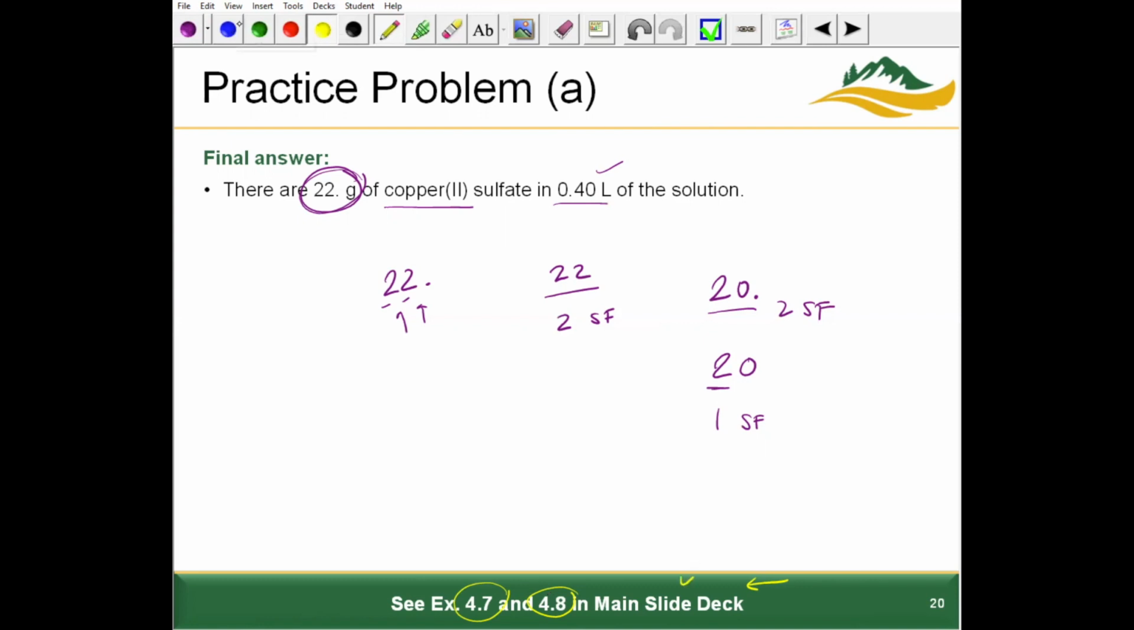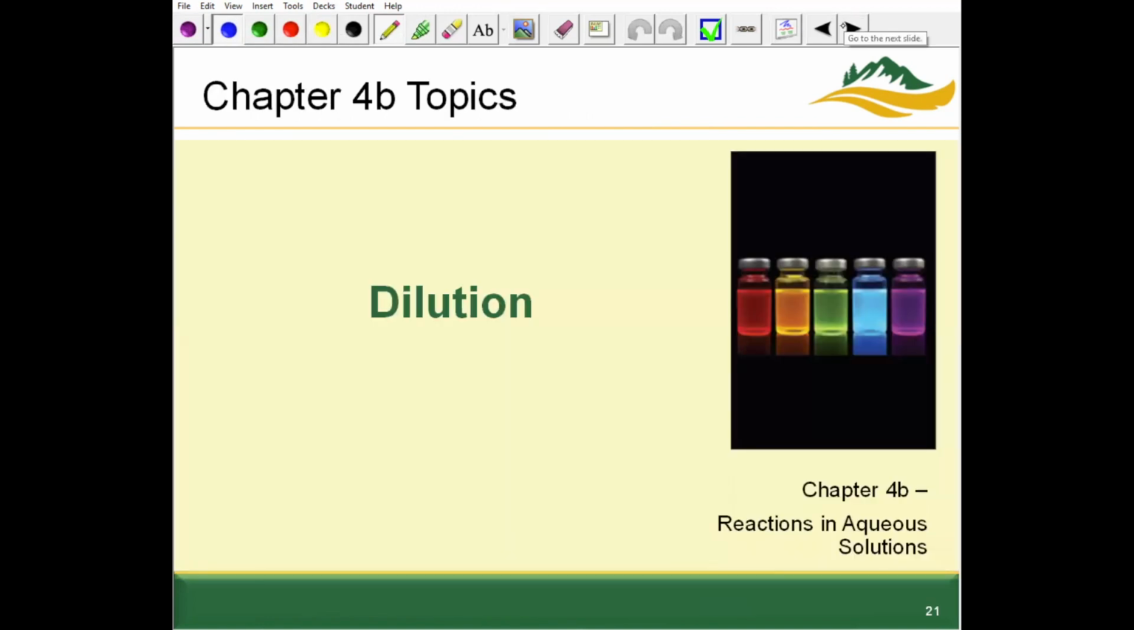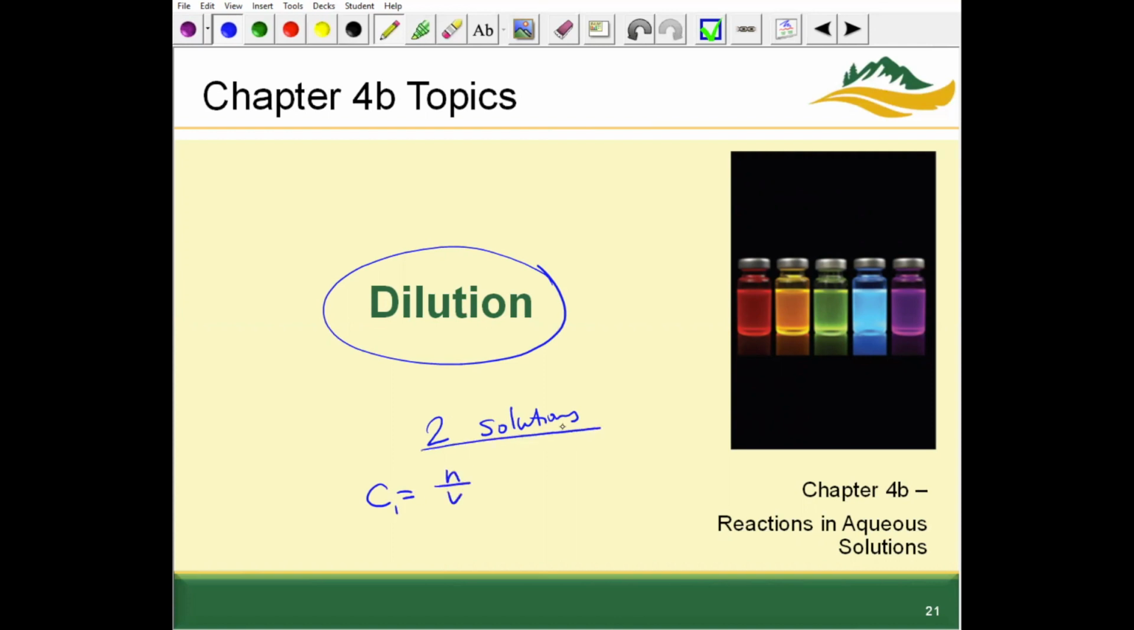Now the next topic in chapter 4b we're going to go through is on dilution. So now we're taking 2 solutions and we're connecting them using this concentration equals N over V. So essentially we're going to use 2 different solutions where this describes one solution. Then the concentration of a second solution is really N2 over V2. So now we're going to use these 2 equations and connect them for this whole topic on dilution.